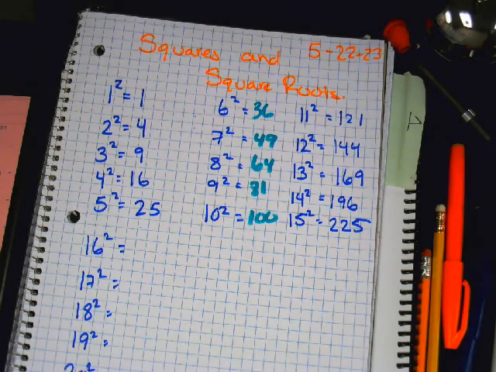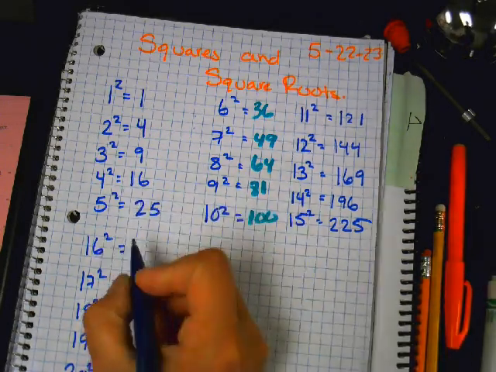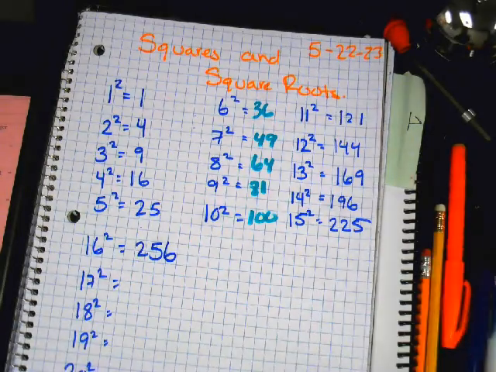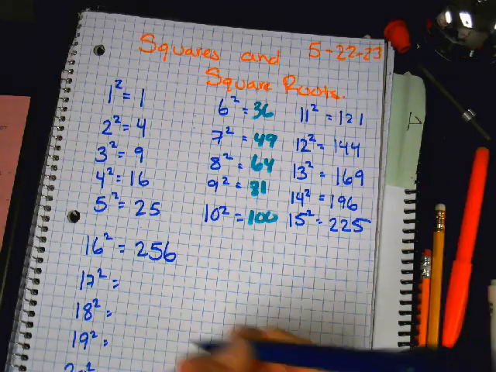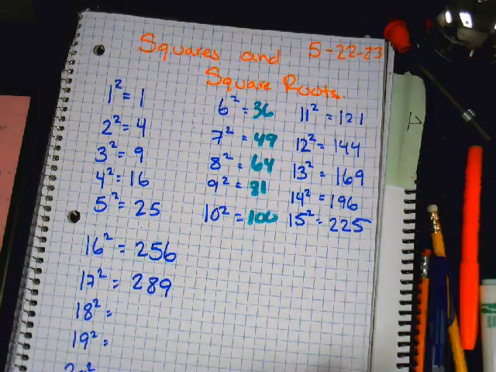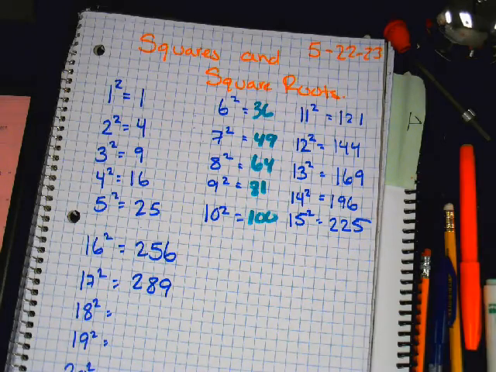17 squared: 289. It's like a multiplication table, so you don't want to make any mistakes on these, because you're going to use them all week. 18 squared: 324.